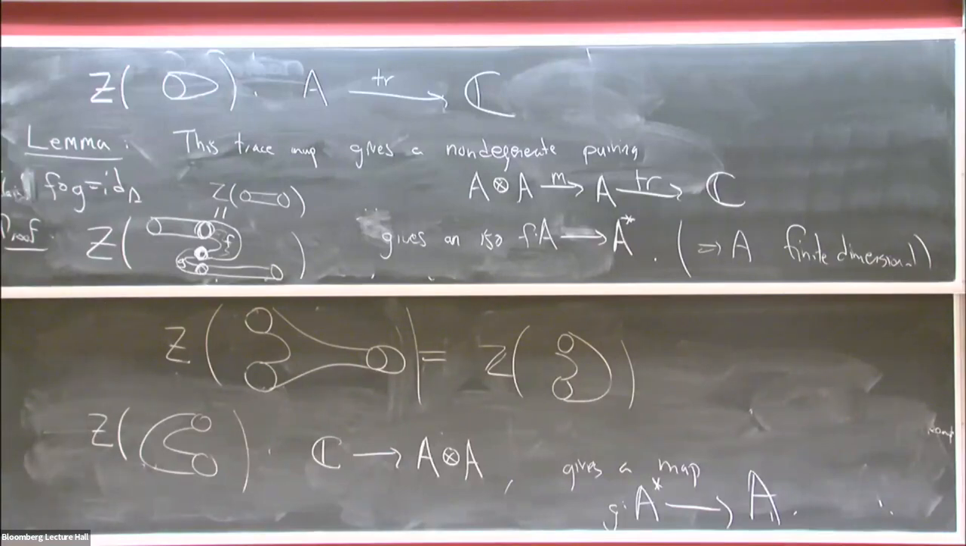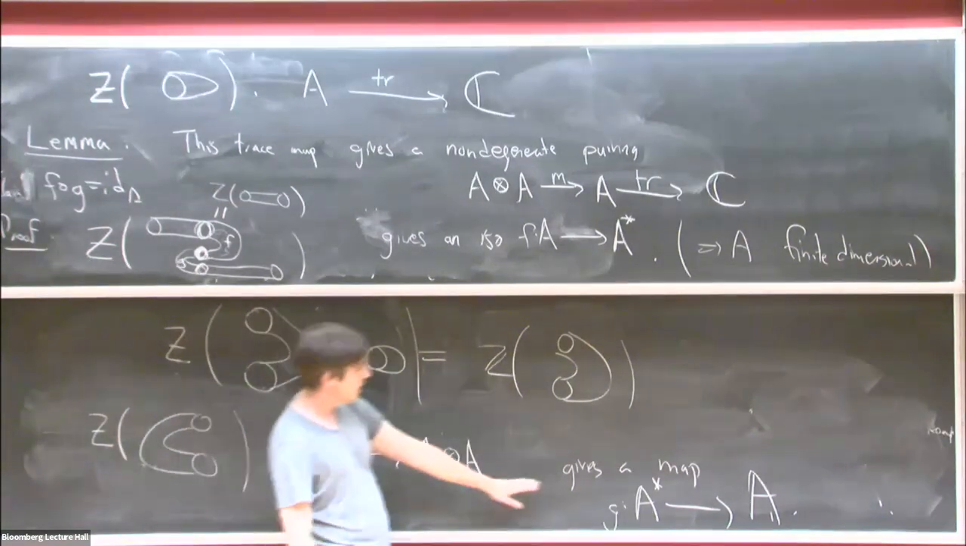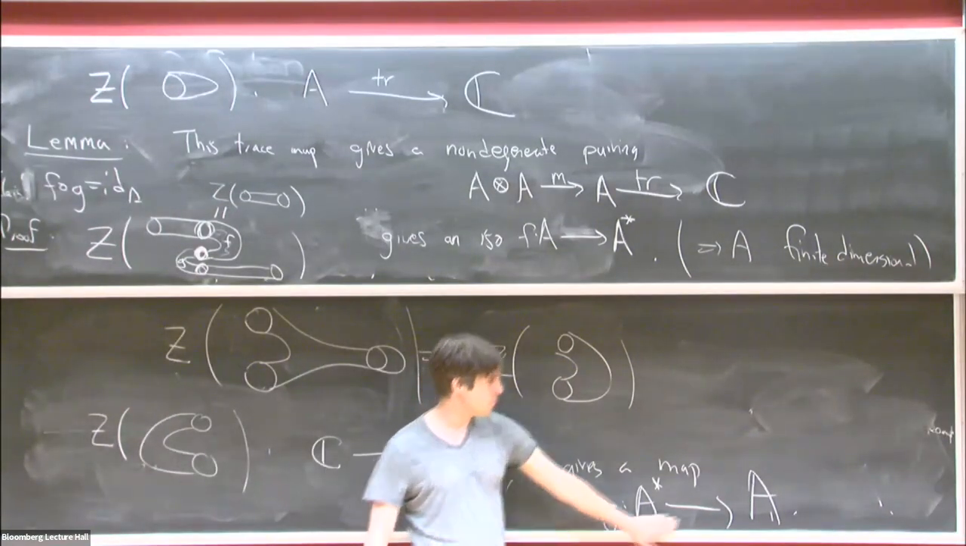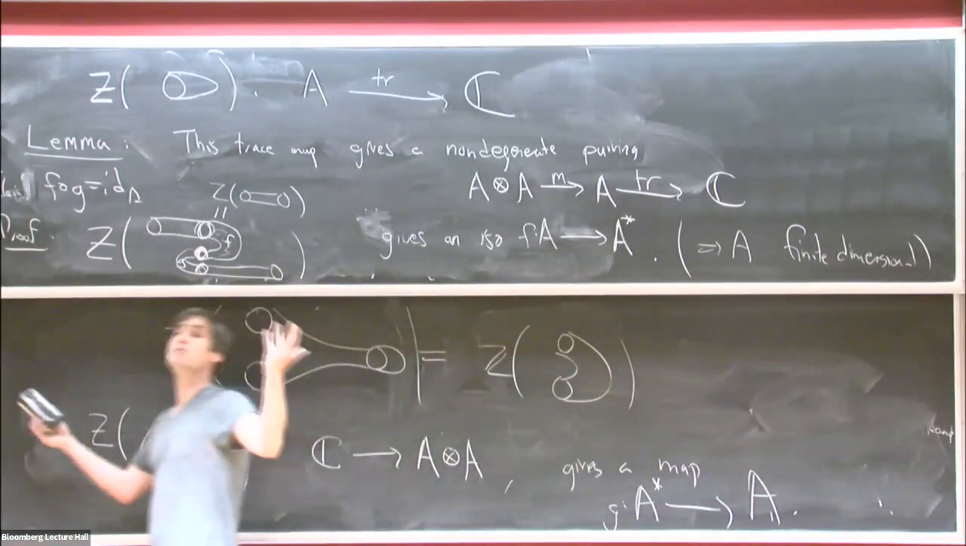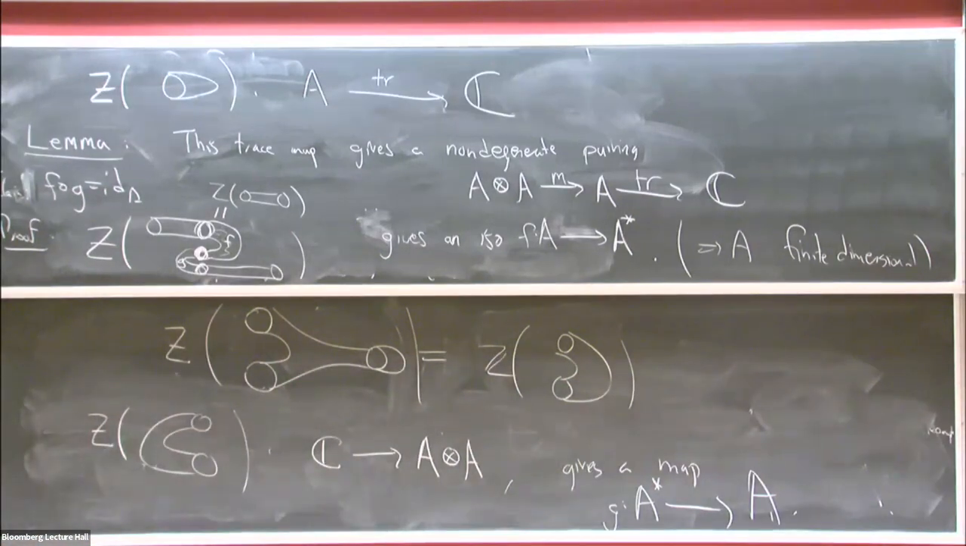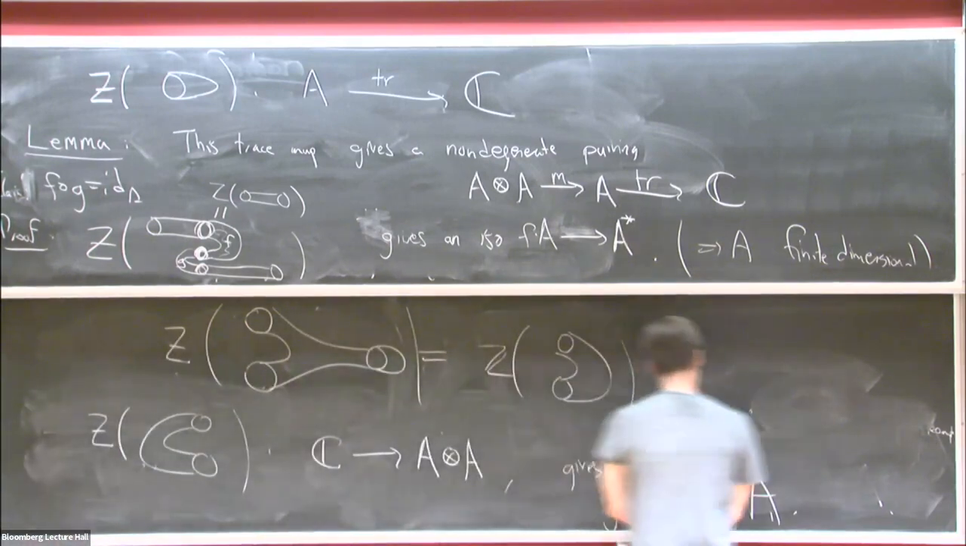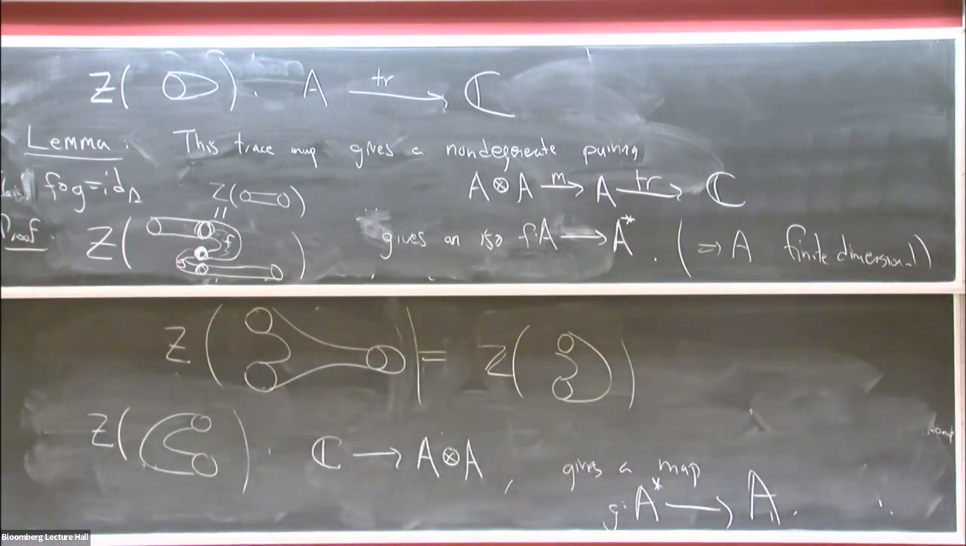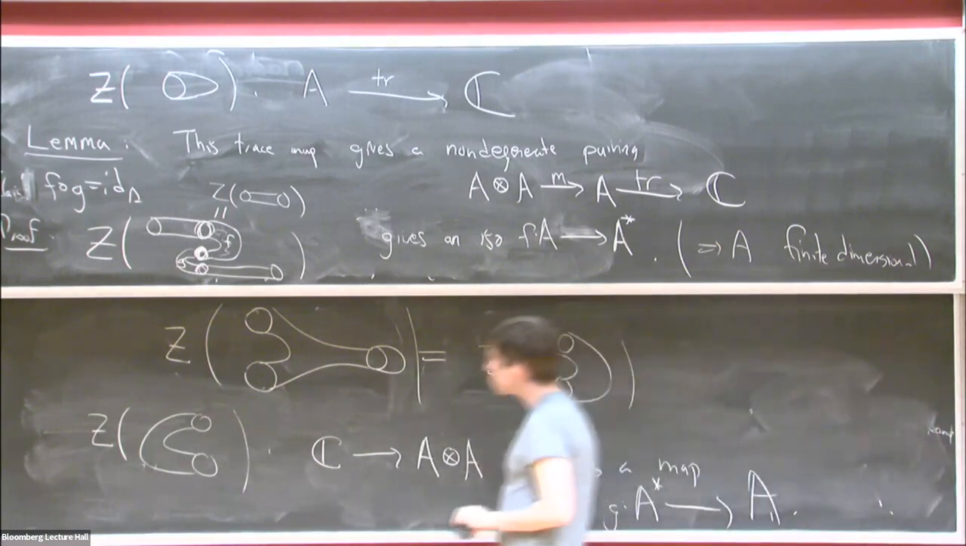Well, that's an element of A tensor A. So if A is finite dimensional, that's the same thing as a map like this, but in general, it gives you a map like this. And the claim is that if you unwind the definitions of what it means to now compose F with G, it's going to be given by stacking the pictures next to each other, just like this. Let me leave this as an exercise to think through.